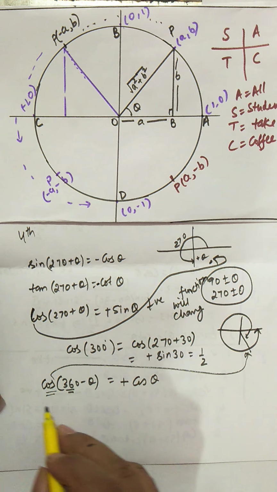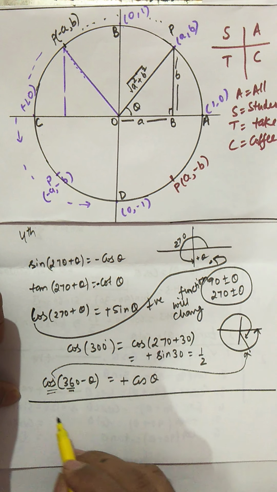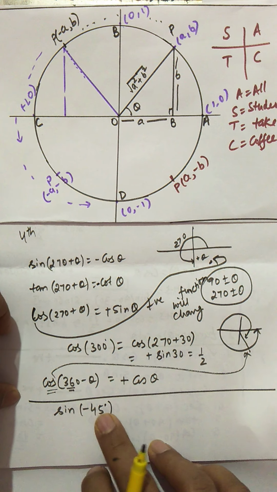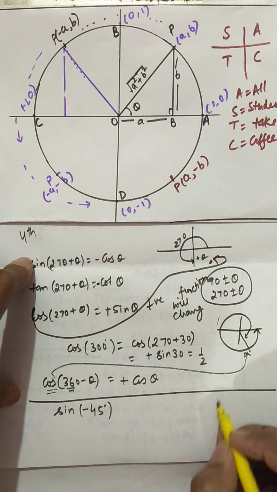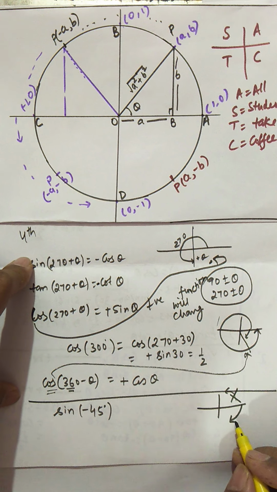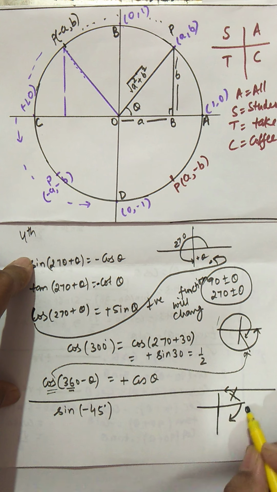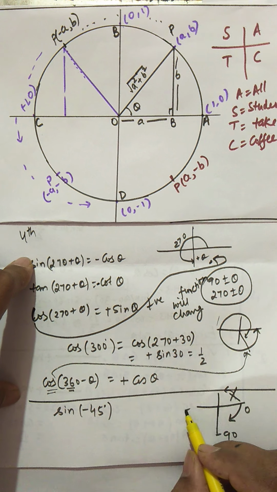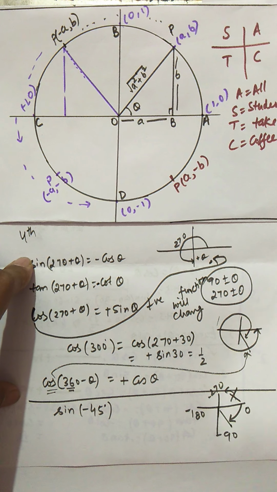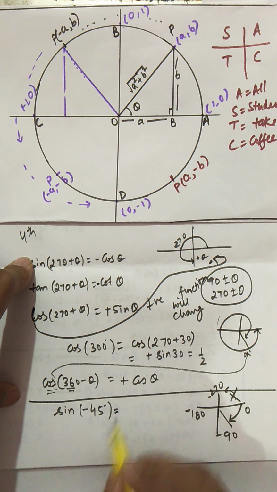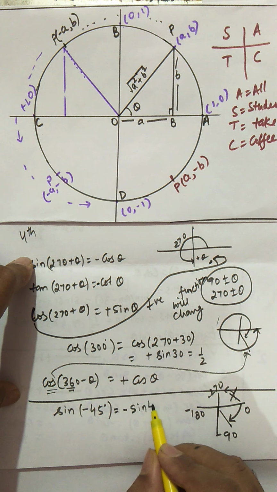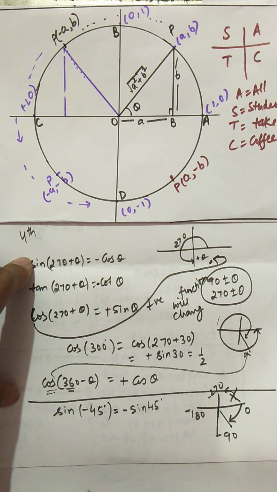Now just giving you some hint also about the clockwise direction. If I write sine of minus 45 degree, it means I am not going anti-clockwise, I am going in the clockwise direction. So in my clockwise direction, starting from 0, this is minus 90, this is minus 180, this is minus 270. So now it's landing in the fourth quadrant. In the fourth quadrant sine is negative, so you can write this as minus sine 45 degree. So you can find the value this way.